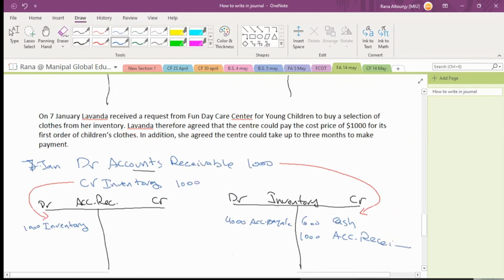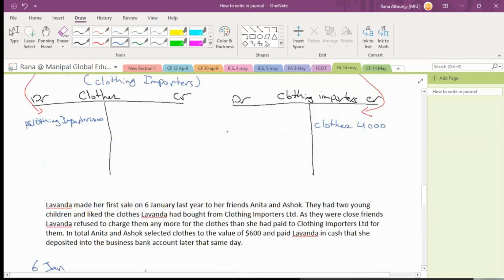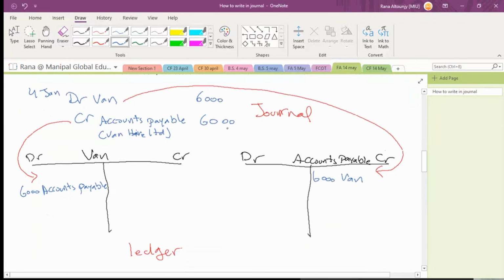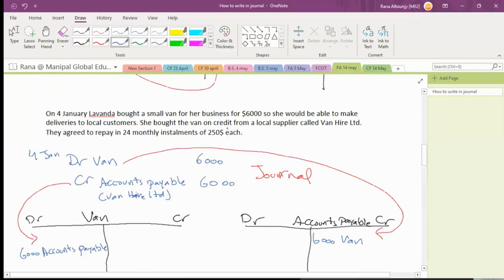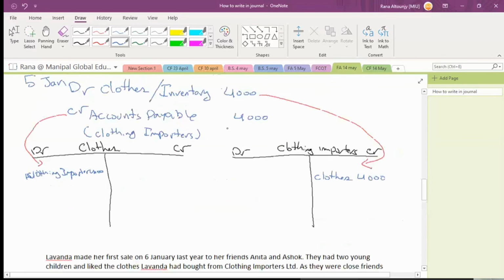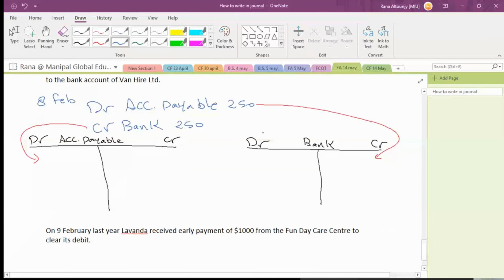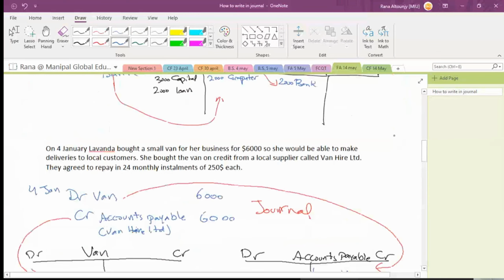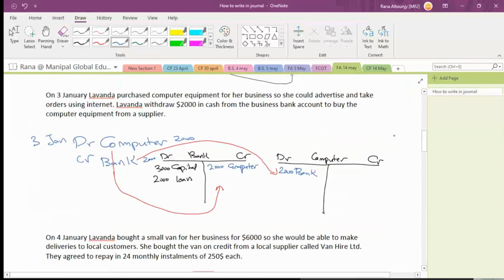So it will be like this. Accounts payable, if you remember earlier, we already have something written in the accounts payable, which is 6,000, the van. Yes, this is the same accounts payable. So we have the 6,000 here from earlier, okay? Now we put the 250, which is bank. In the bank, if you remember, we also already have previous transactions written, which were here: 3,000, 2,000, and 2,000.